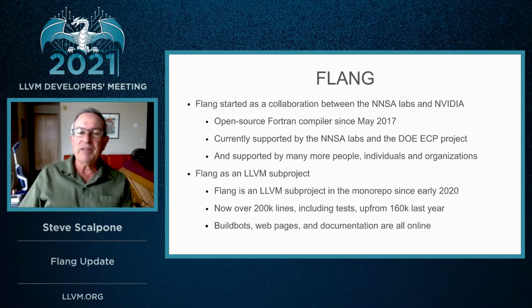Now it has over 200,000 lines of code, including tests, up from 160K last year. We have build bots, web pages, documentation all online, a couple of regular calls, technical and administrative, and some specialties from some of the subgroups.